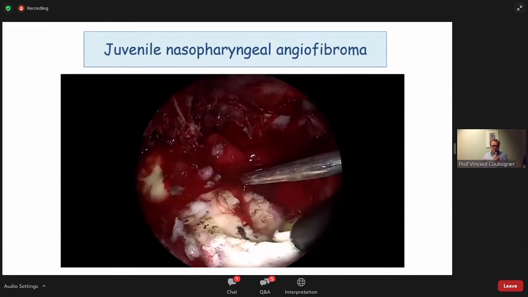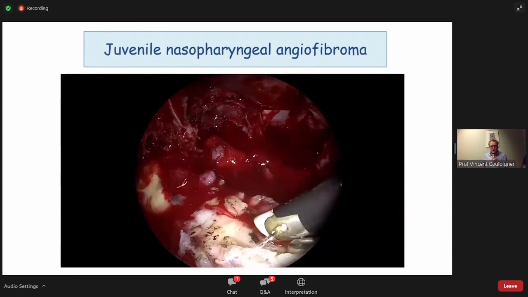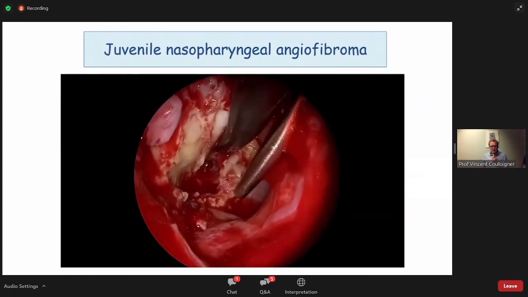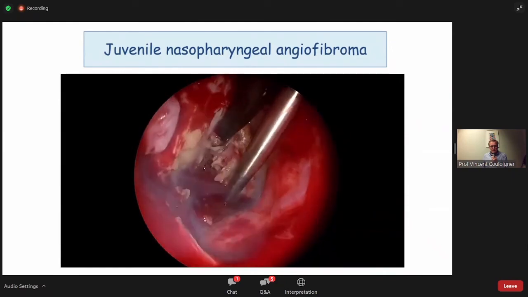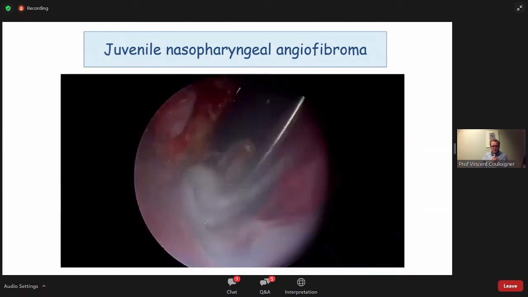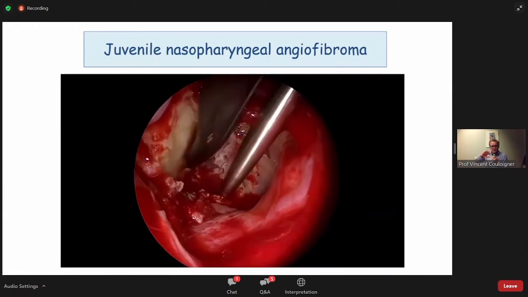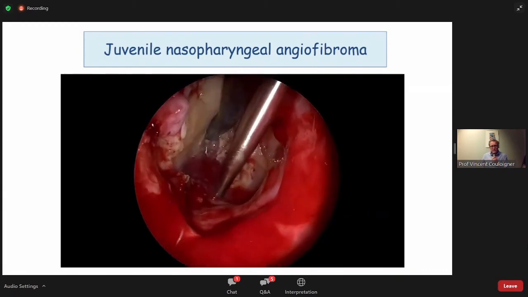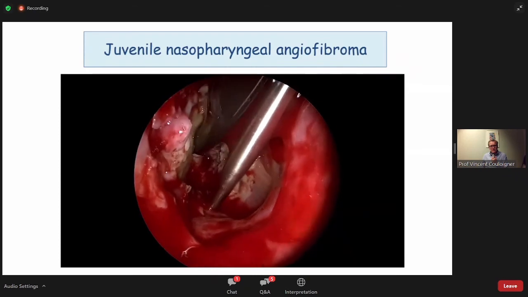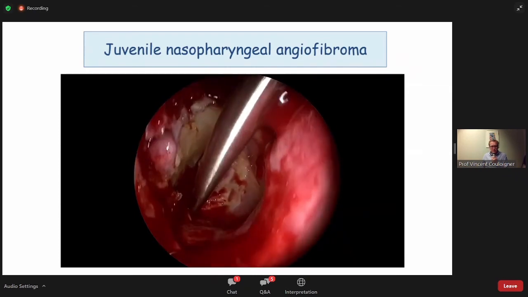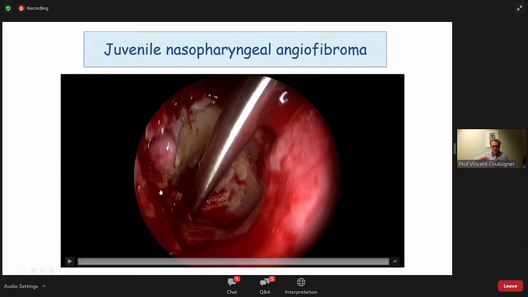But in the parts of the angiofibroma which is obviously well embolized, it is really very useful to empty the internal parts of the fibroma, and then once you have done this, you can turn around the envelope of the angiofibroma. It's much easier to turn around the lesion once you have emptied the center of the lesion with the coblation, and I really think it's very useful.